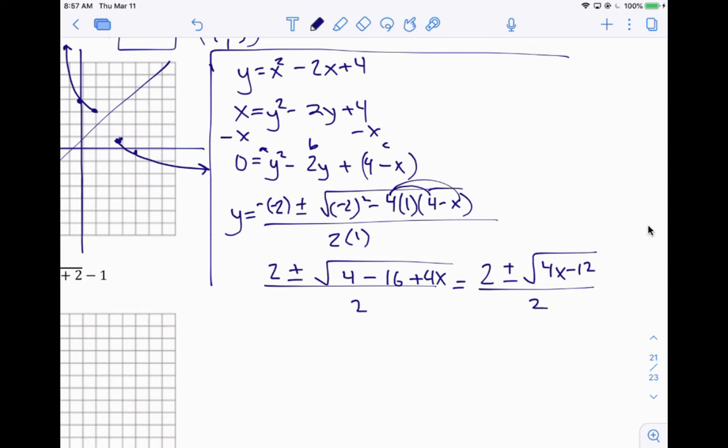Why do we have a plus or minus in our function? One's going to give the positive half of this function. One's going to give the negative half of this function. Which one did we restrict to? That's right, the negative half of this domain.